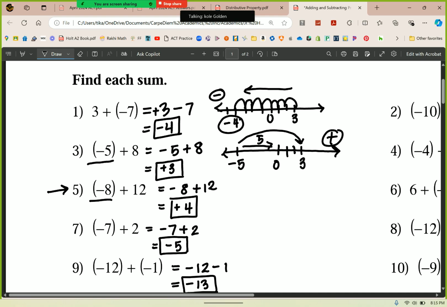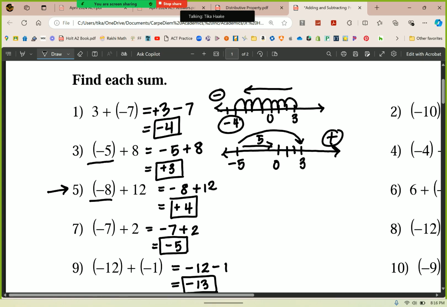Wait, what number are you on? 5. Oh, okay. My fault. That's okay. Does that make sense? Yes. Okay, so now we know the number is going to be positive. Now, Cole, do the numbers have the same sign or opposite signs? They have the same sign. Do they? I see a -8 and a positive 12. Never mind. They have different signs.